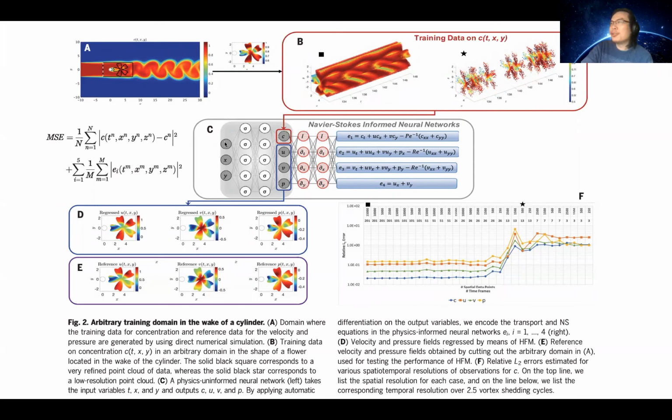And then we use a neural network that takes t and x, y as input and outputs c, u, v, p. So c is the concentration, u and v are the velocity, and p is the pressure. And then we just input the Navier-Stokes equation. So we get 4 terms because there are four equations, and then we get the loss function. The loss function consists of the data loss, and the rest is just the residual.